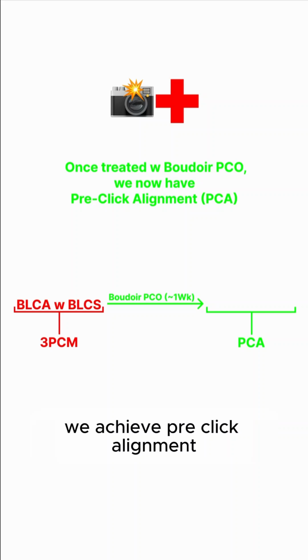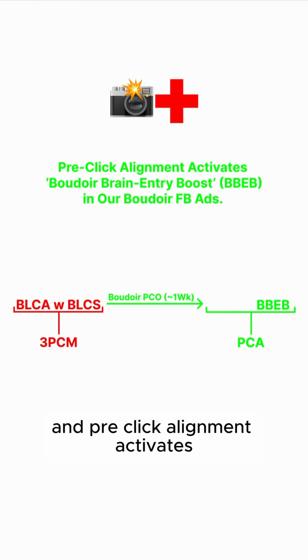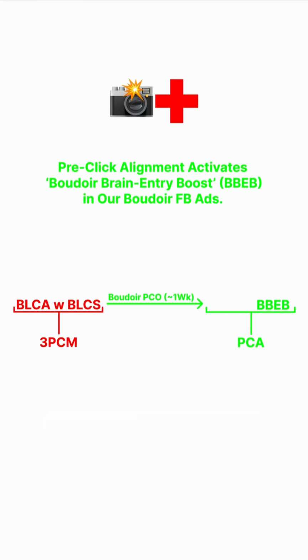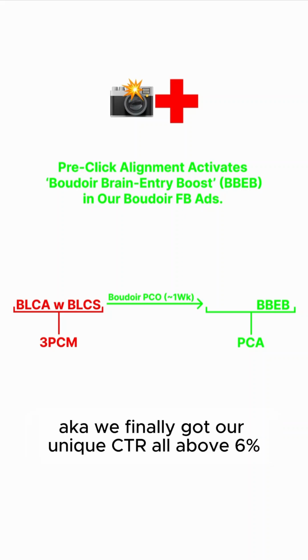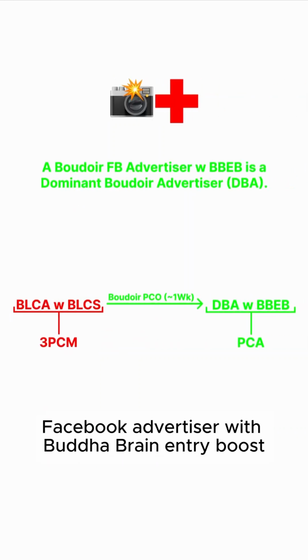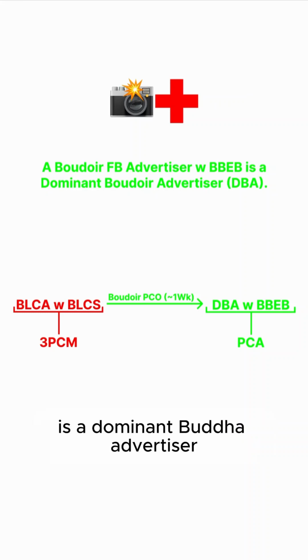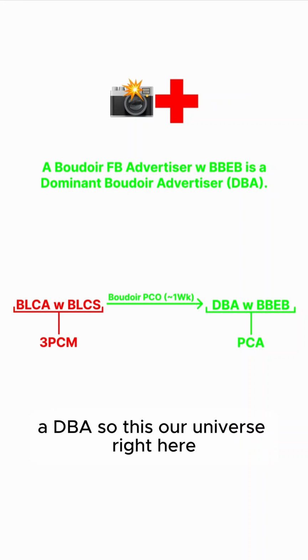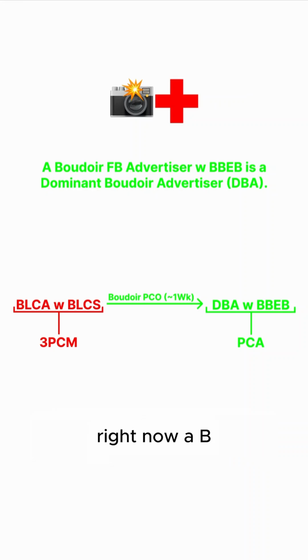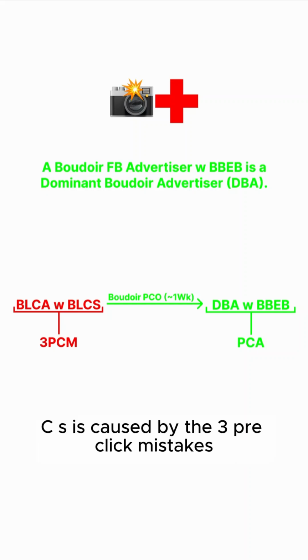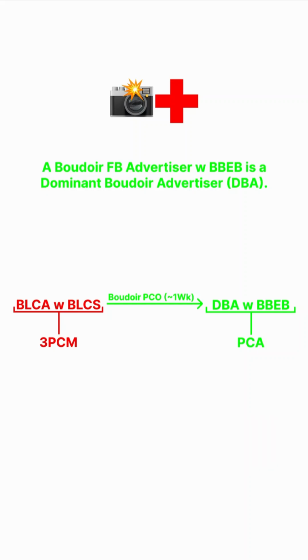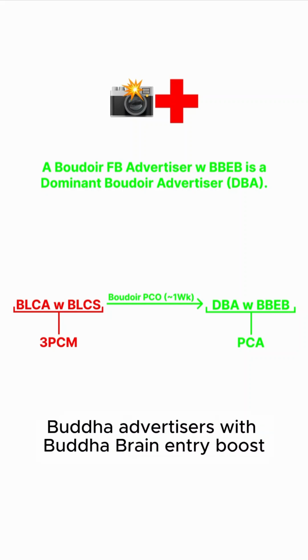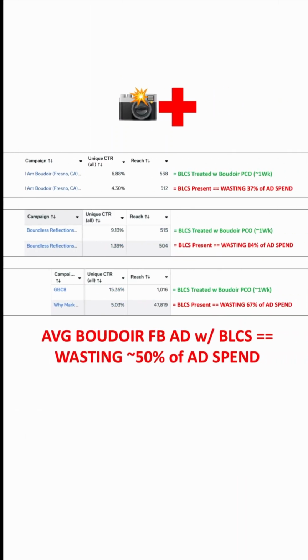We achieve pre-click alignment. And pre-click alignment activates Boudoir Brain Entry Boost in our Boudoir Facebook ads, aka we finally got our unique CTR above 6%. And a Boudoir Facebook advertiser with Boudoir Brain Entry Boost is a dominant Boudoir advertiser, a DBA. So this is our universe right here, right now. A BLCA with BLCS is caused by the 3 pre-click mistakes. We solve that with Boudoir Pico. It takes about a week. We achieve pre-click alignment and we become dominant Boudoir advertisers with Boudoir Brain Entry Boost.